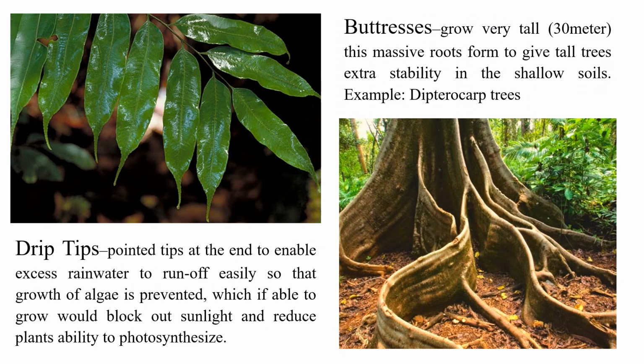Next, strip tips or pointed tips at the end of every leaf is to enable extra rainwater ataupun air embun to run off easily supaya dapat prevent the growth of alga on top of the leaf. So, sebab kenapa? Logically, kalau ada alga, dia akan block the penetration of sunlight and eventually they will reduce or even stop the plant's ability to doing their photosynthesize things.